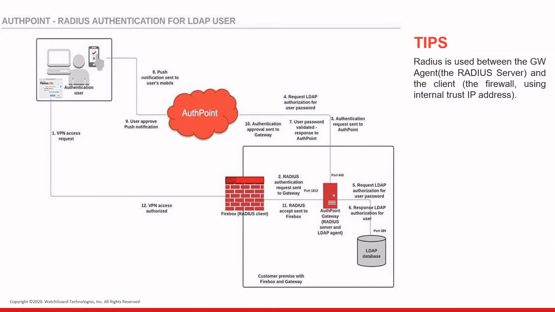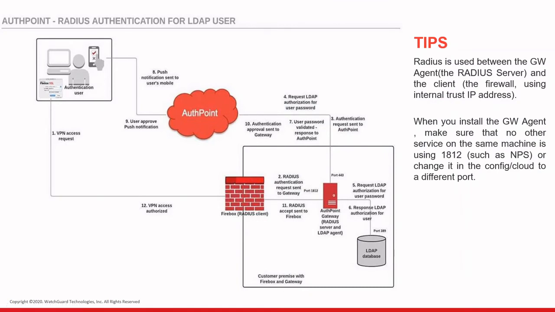I just want to bring this one up because a lot of people have this misunderstanding that when we say we need to use RADIUS, they think they're going to install an NPS server on their internal server, which is not the case. It's not required because the AuthPoint Gateway is actually using RADIUS as a protocol, and it is the server. And the client is your Firebox, and you're always going to do the configuration using the internal trusted IP address of that firewall.